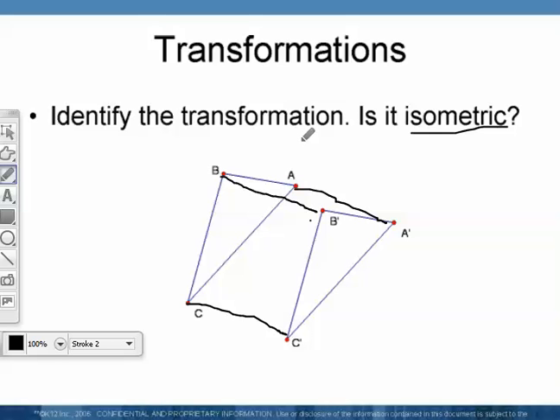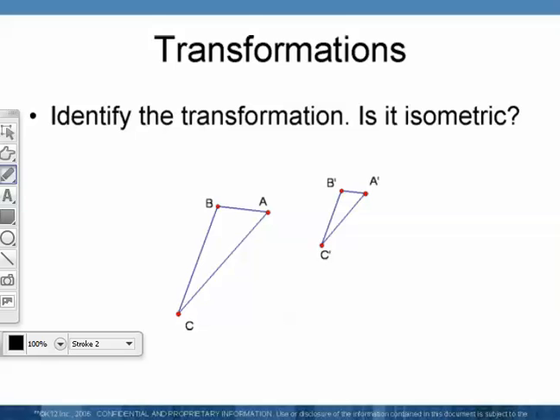Okay? So those are the three types of transformations that you'll be identifying in these two lessons. A rotation, a reflection, and a translation, or a combination thereof. Okay? Those are the types of transformations that you're going to be making, and they're all isometric. They keep the same shape and size. That's what isometric means, keeping the same shape and size.